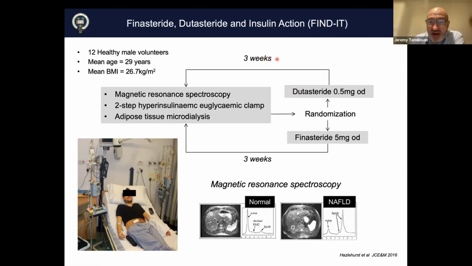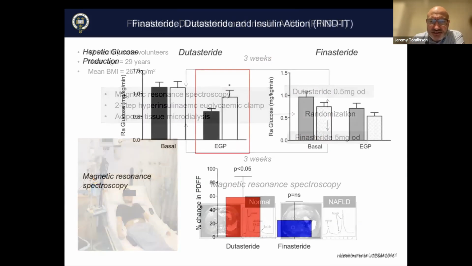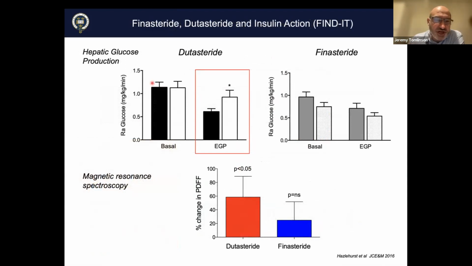Then these volunteers were randomized to treatment with either dutasteride, our non-selective type 1 and type 2 inhibitor, or our selective type 2 inhibitor finasteride. After 3 weeks of treatment, the whole procedure was repeated. To cut a long story short, this is what we showed. When we looked at hepatic glucose production, a process that's inhibited by insulin, which normally switches it off, we saw that glucose production in our dutasteride-treated group was elevated. This is post-treatment in the white bars, suggesting that we've got hepatic insulin resistance. And interestingly, we didn't see that with the selective type 2 inhibitor.